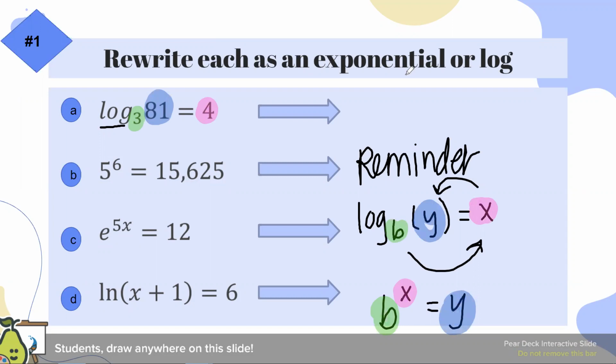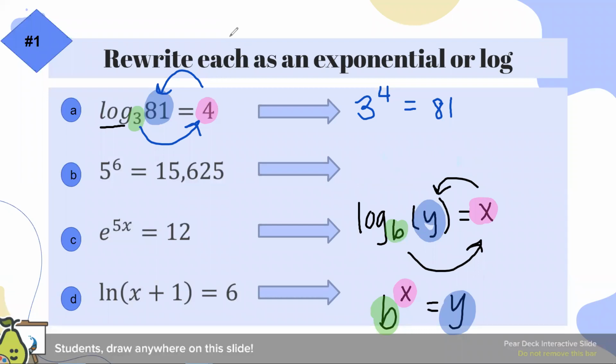So if we were going to convert problem number one, we could say the base of the log is 3, raising that to the 4th power is equal to 81. And you can verify this with the calculator. Punch it in. 3 times 3 times 3 times 3 is in fact 81. So we're going to keep using this fact over and over and over again.